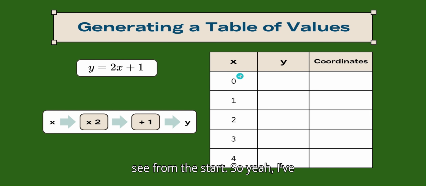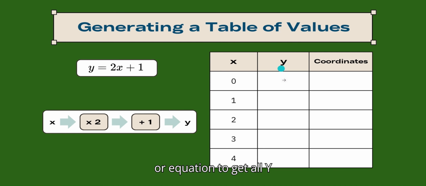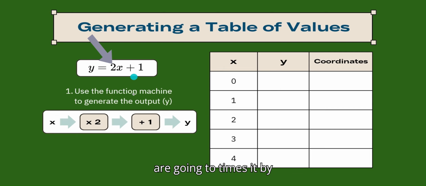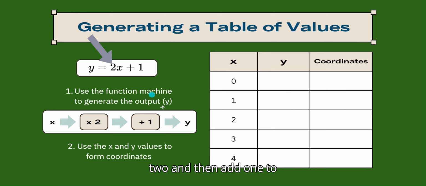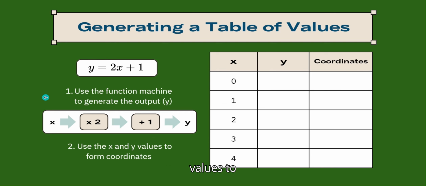So here I've chosen 0, 1, 2, 3, 4, so that we can use these x values, substitute them into our equation to get our y values. And then we can write it as our coordinates, and then we can plot. So first we're going to use the function machine to generate our output y. So this is our function machine. We're going to substitute something into x. It means we're going to times that by 2, the 2 that stands in front of the x, and then add 1 to get our y value. And then we're going to use our x and y values to form our coordinates.